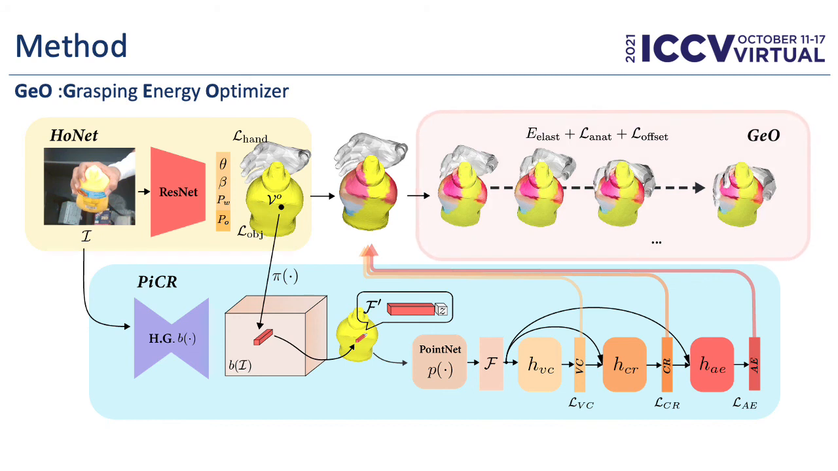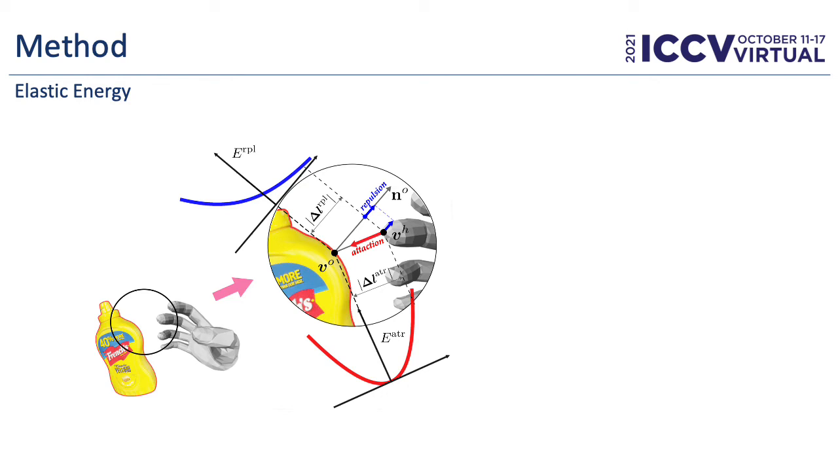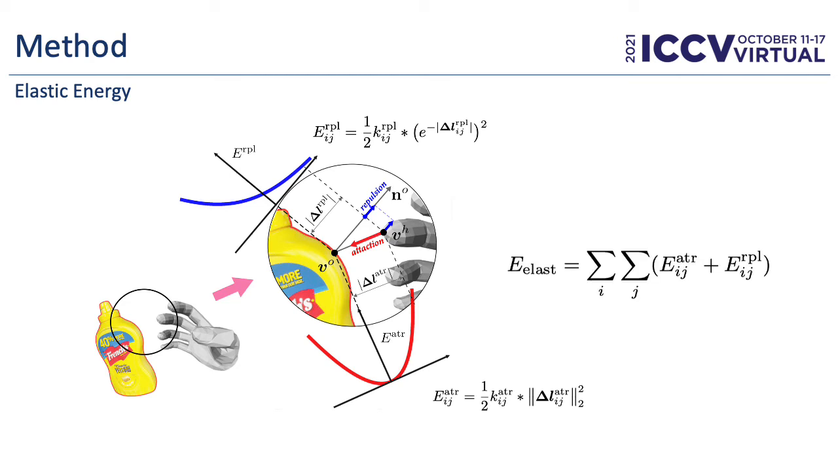The loss function of GEO consists of three terms. The first is the elastic energy that is brought from the springs in CPF. The second is the anatomical loss that maintains a valid hand pose during fitting. The third term is a regularization term. The elastic energy brought from the attractive spring mesh system is given by Hooke's law. Besides, we also introduce the repulsive spring that pushes the hand if its vertex is in the vicinity of the object surface.